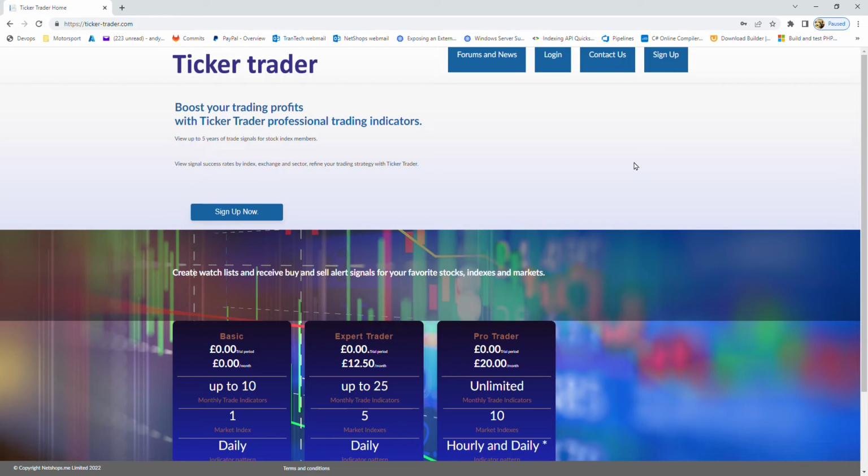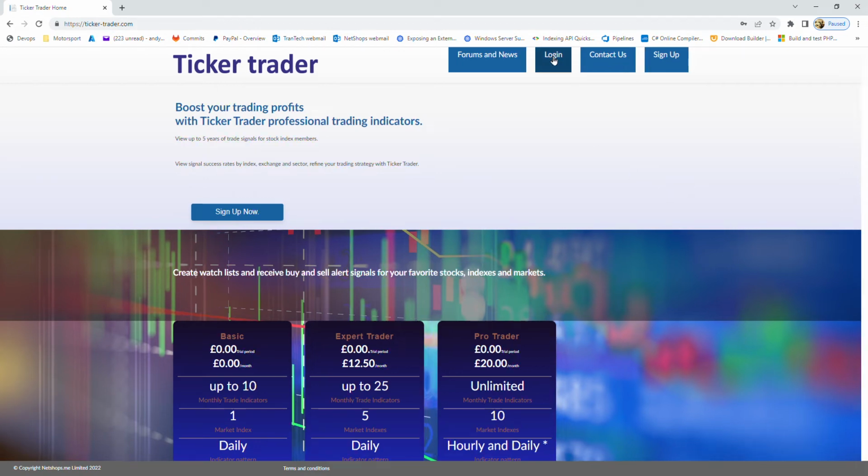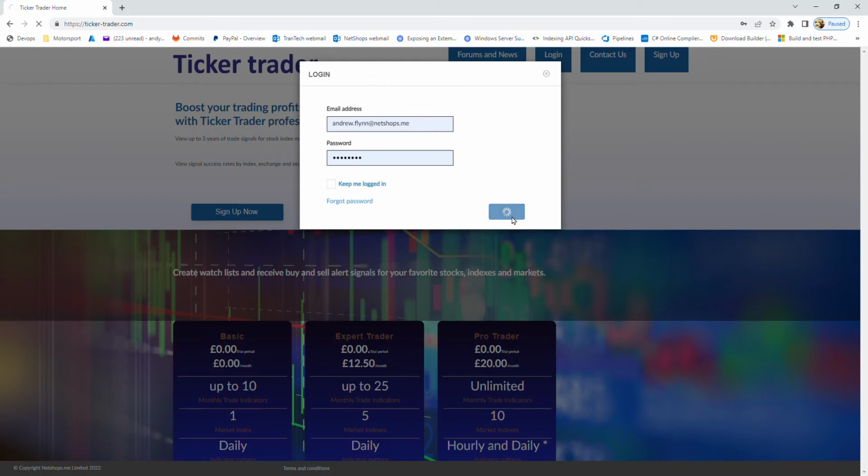Paid subscriptions, we have UK £12.50, in the US that's going to be $15, and the pro trader account £20 in the UK. In the US that's going to be $25. Good value for money, I believe. Now let's log in and let's have a quick look at what's inside the site.